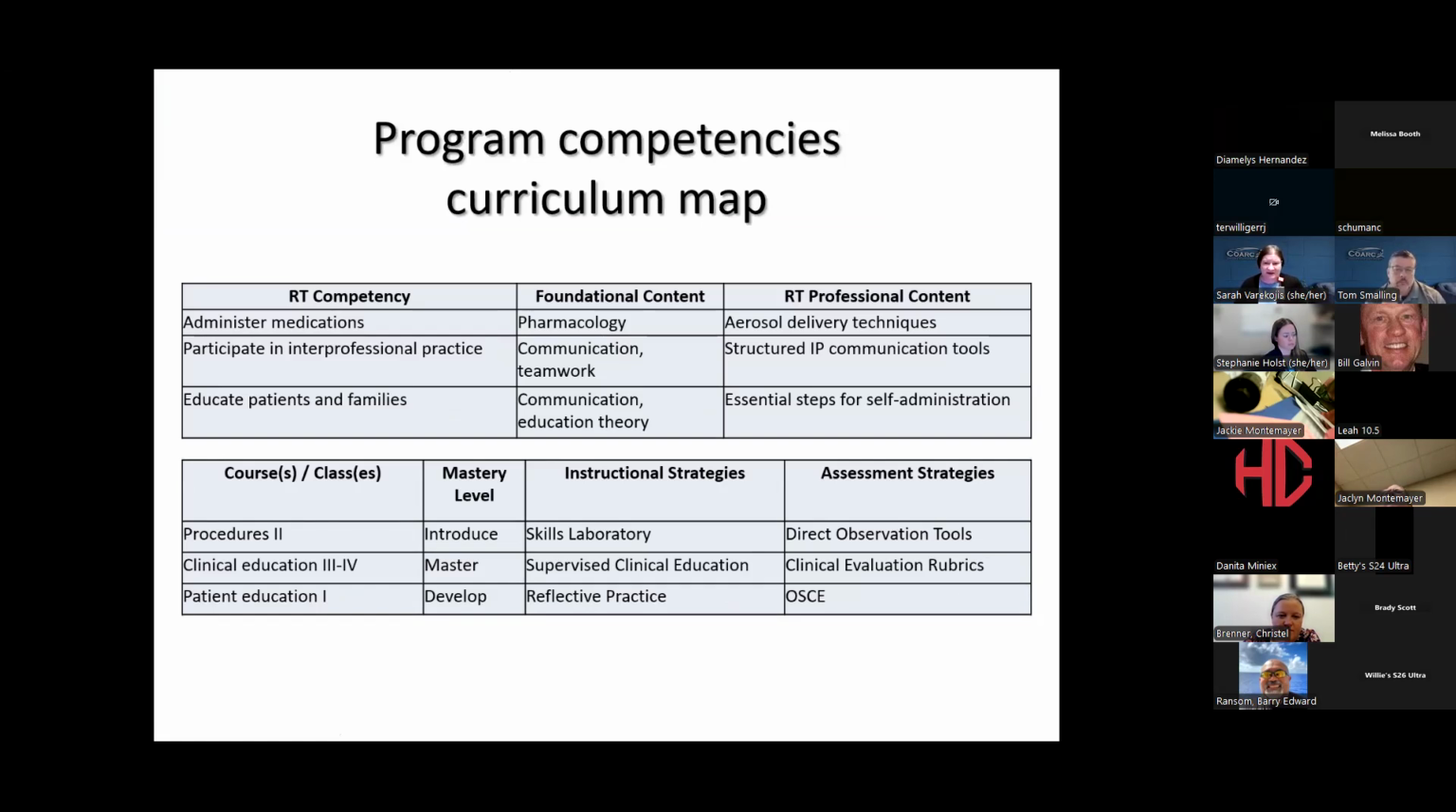So if I have an RT competency that says administer medications, my foundational content is likely going to be a pharmacology course of some sort. My RT professional content would include something like aerosol delivery techniques, potentially. And I could offer that in a course or class, in my procedures 2 class. I'm probably going to do some other stuff first in my procedures 1, and then I may get to administering medications in a procedures 2 class. At this point, I would say that my mastery level is to introduce an aerosol delivery technique.